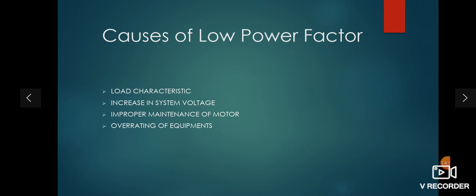And the last one is the overrating of the equipment. Overrating of equipment means what? Suppose you want a 5 HP motor, but you employ a 10 HP motor, then what will happen? It is called overrating, meaning you are employing equipment of a higher rating for your application. So if you employ a 10 HP motor instead of a 5 HP motor, then your motor runs at a partial load, so the power factor will be reduced.